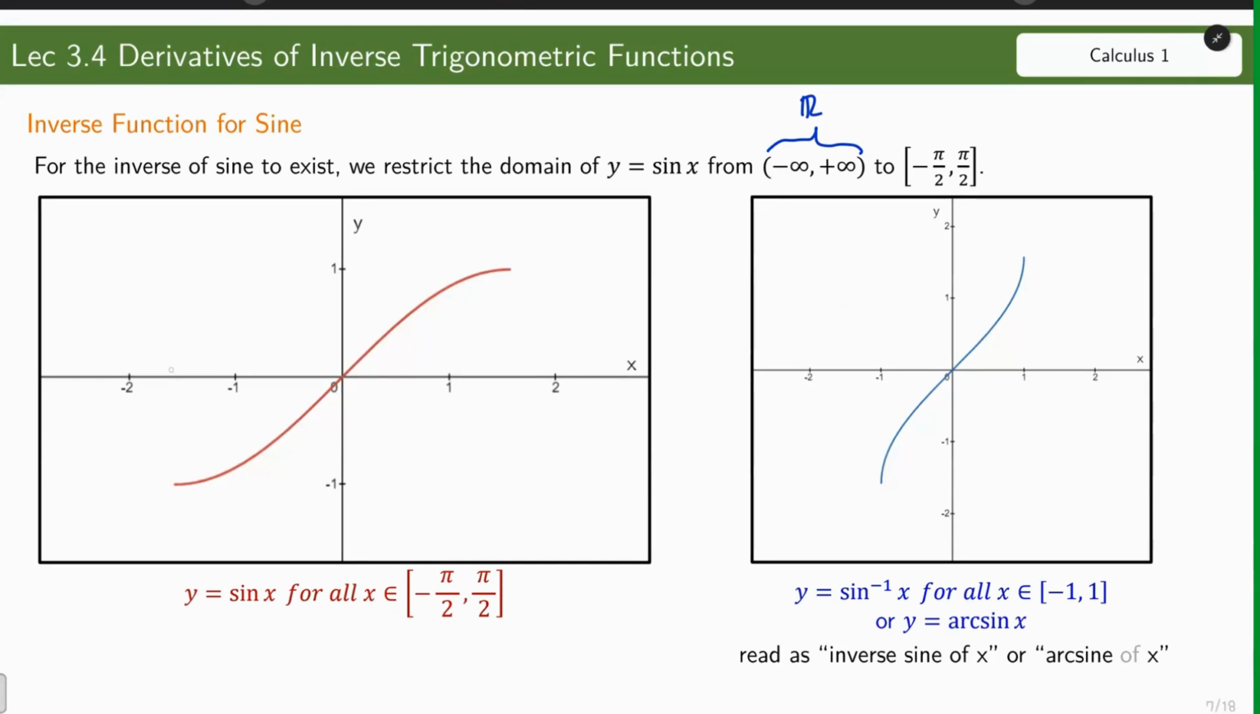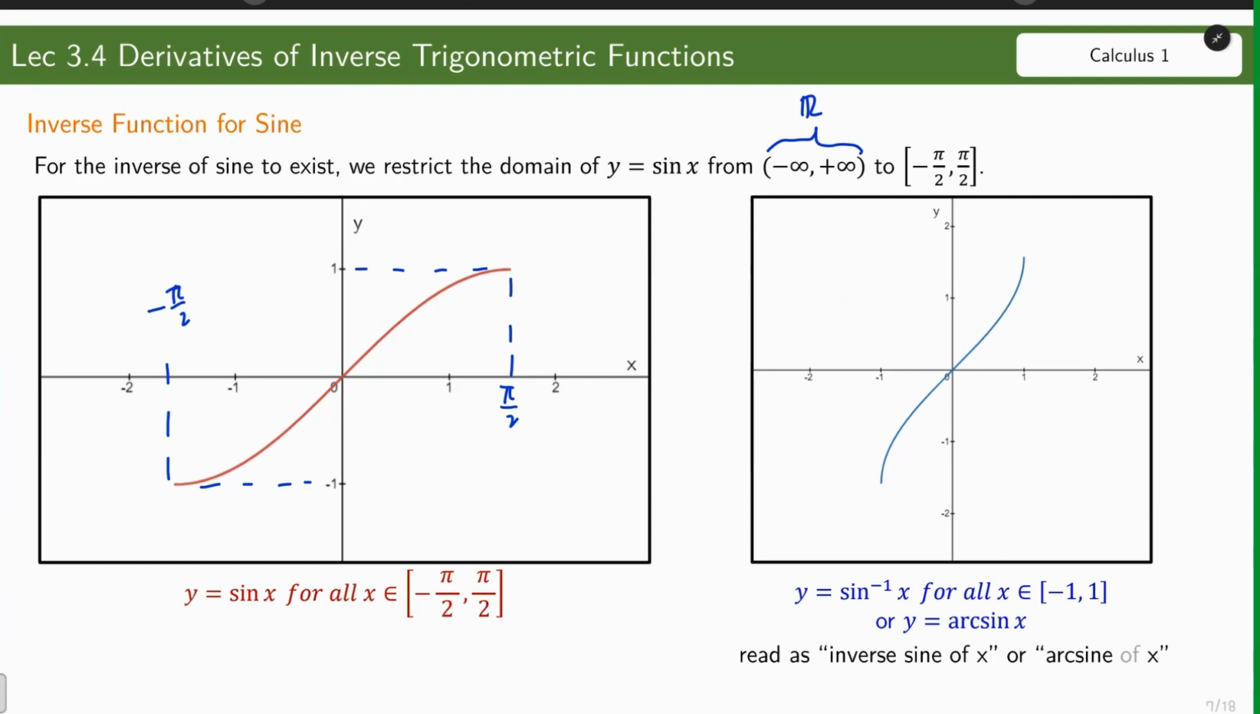So this is -pi/2 and then this is pi/2. So why is that? This is where sine x is equal to 1 and -1. Now, getting the inverse of that, the inverse function will now exist. As you can see, we have here the inverse function y is the arcsine of x, for all x an element of the closed interval -1 to 1.